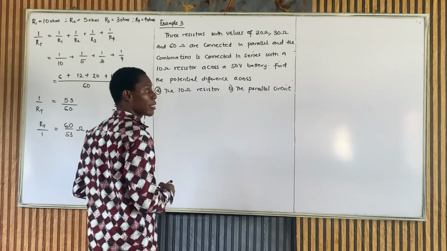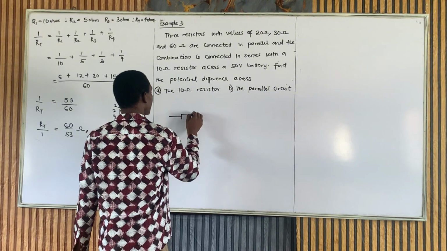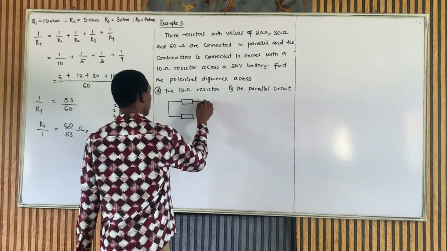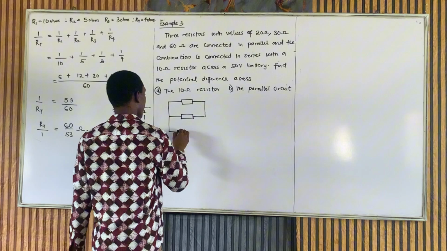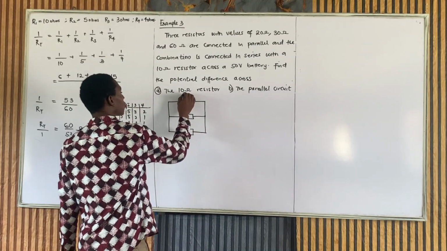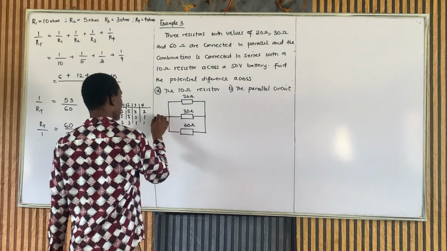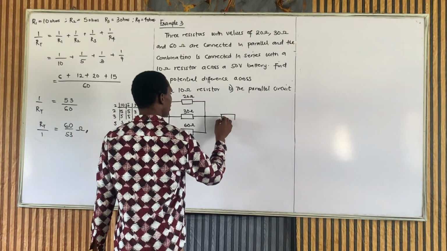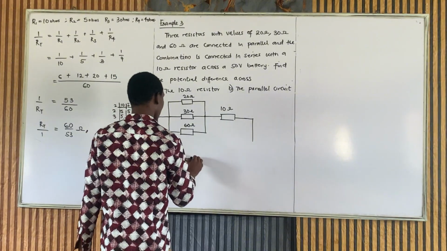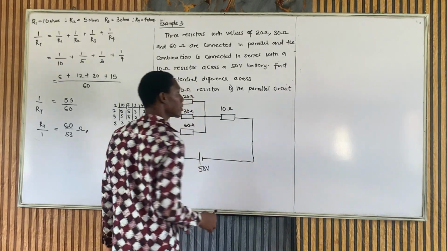Let's draw out this circuit now. So we have 3 resistors in parallel first of all. It's going to look like this. And then, so this is it now. We have 20 ohms, 30 ohms, and 60 ohms. Now this combination is connected in series to another resistor whose value is 10 ohms. And then connected to a 50 volt supply. This is how the circuit diagram looks like.